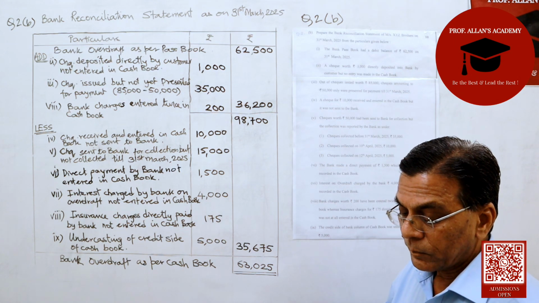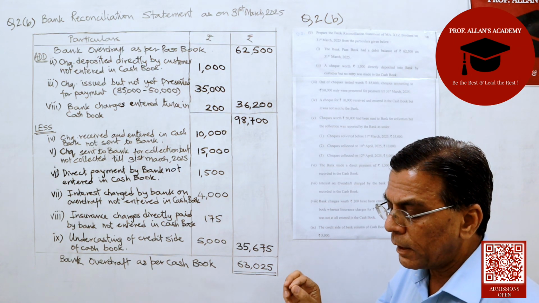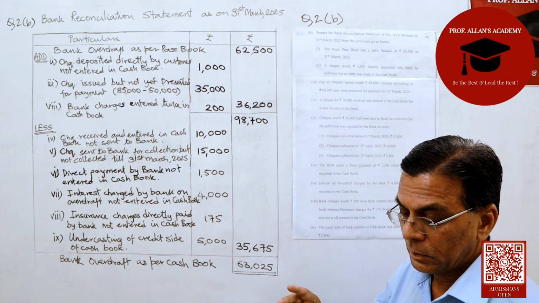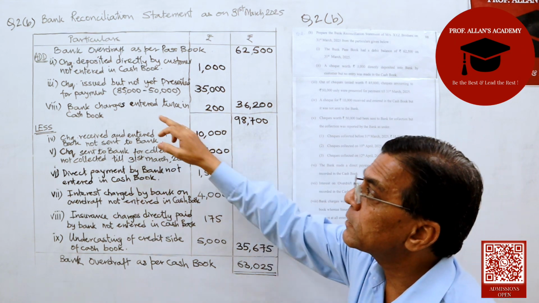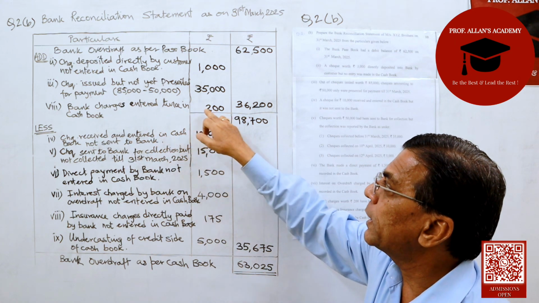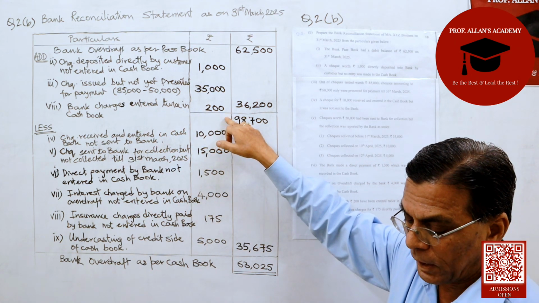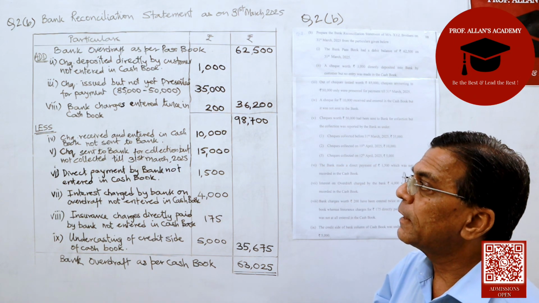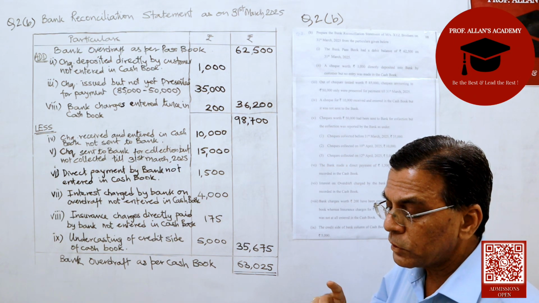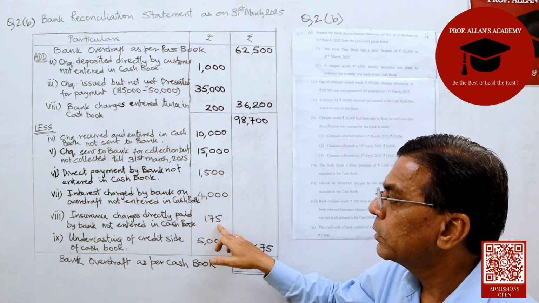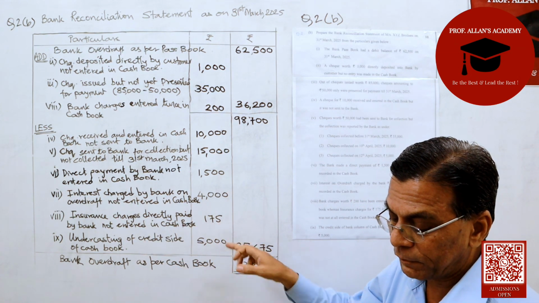Then the 8th item, bank charges worth 200 had been entered twice in the cash book. Bank charges have been entered twice. Therefore, I add the bank charges that have been entered twice and the amount 200. And that statement continues and it says that there is a payment of insurance charges directly by the bank. That will be reduced, the amount 175.